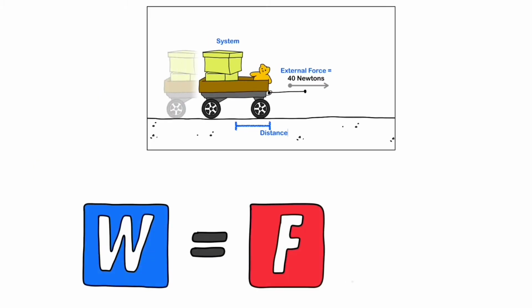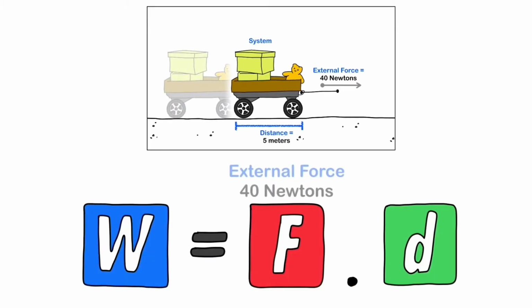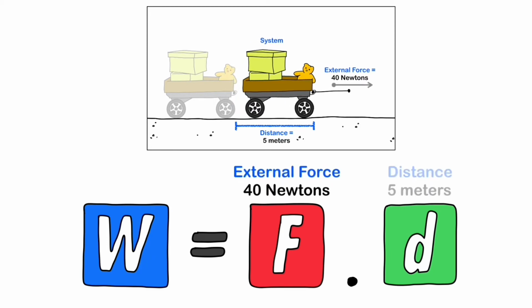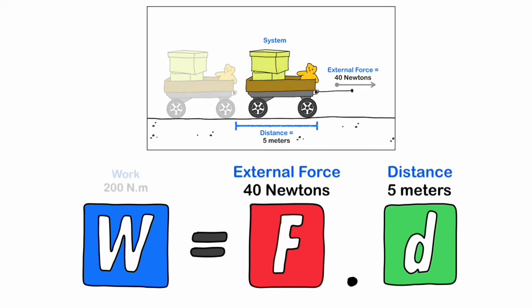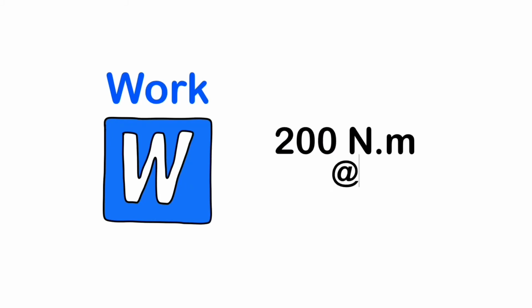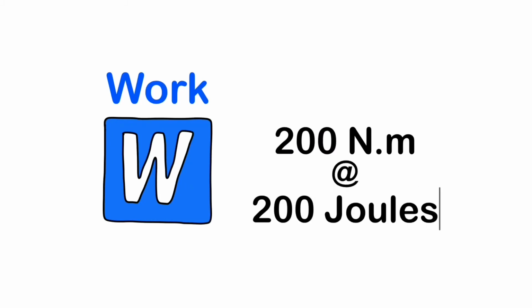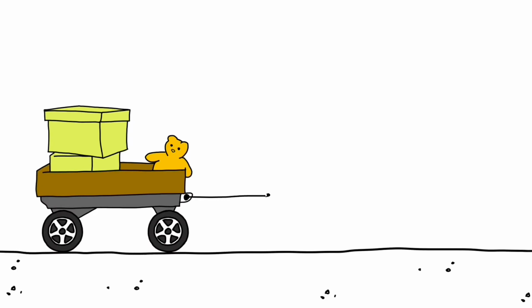Therefore, the work that has been done on the toy cart is 40 newtons times 5 meters, which is 200 newton meters. More commonly, we can express the work done in a unit known as joules. From the example that we used just now, the force used to pull the toy cart is parallel to the ground. Now, sometimes, the force that you use would not be exactly in the same direction as the direction in which the system is moving.